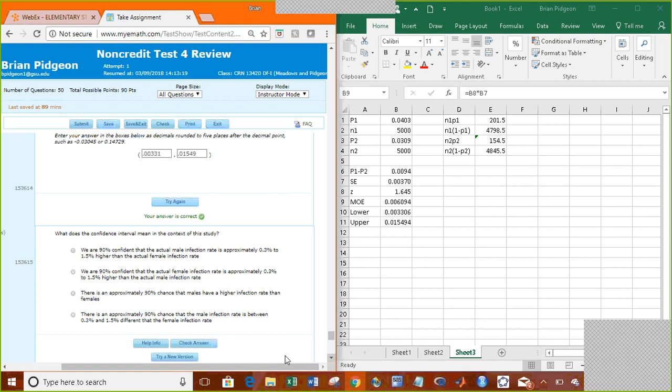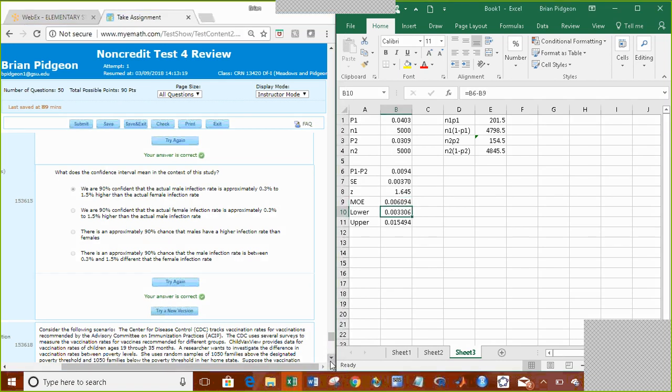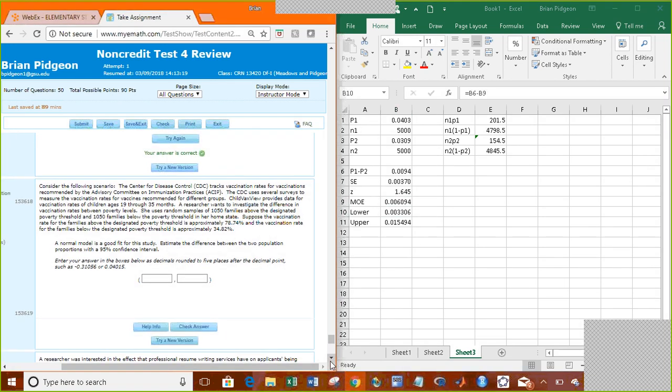Now, interpreting the interval itself means we are 90% confident that the actual female infection rate is 0.3 higher than the actual male infection rate. So let's say we did males minus females. So the male infection rate is approximately 0.3% to 1.5% higher than the female infection rate. There you go. And then we can just convert these two percentages. Alright.